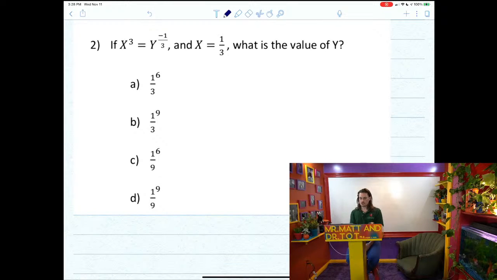Otherwise, let's look at number 2. Number 2 asks, if x to the 3rd power is equal to y to the negative 1/3 power, and x is equal to 1/3, what is the value of y? A is 1/3 to the positive 6th power, B is 1/3 to the positive 9th power, C is 1/9 to the positive 6th power, or D is 1/9 to the positive 9th power. I'll give you 3 minutes, and then we'll go through the solution.